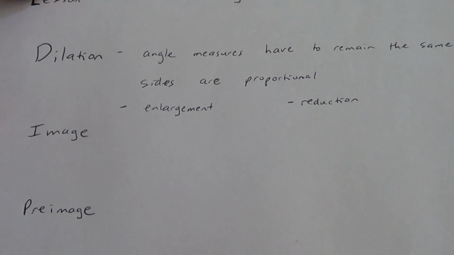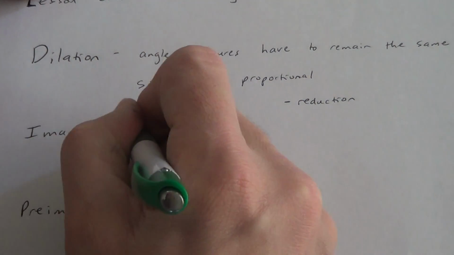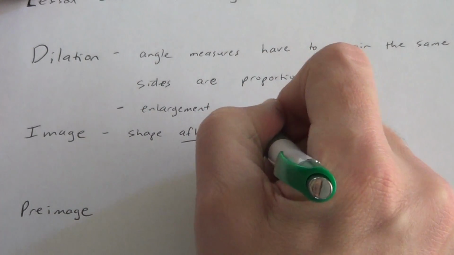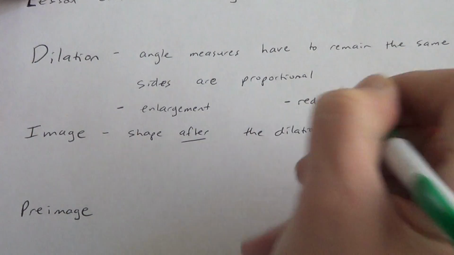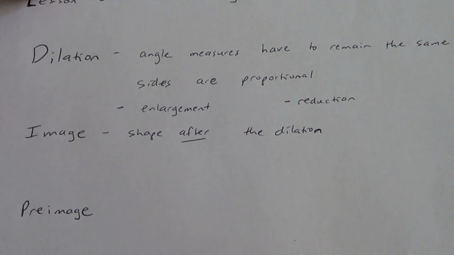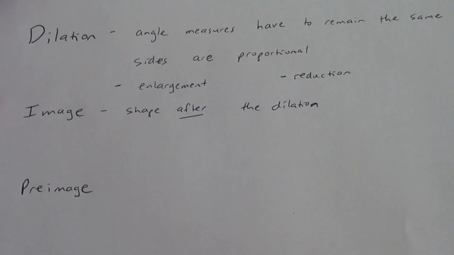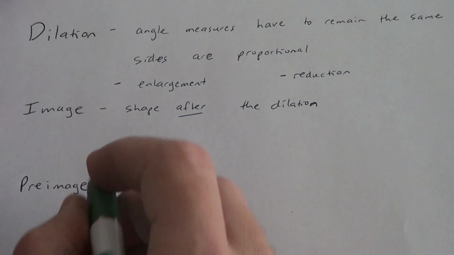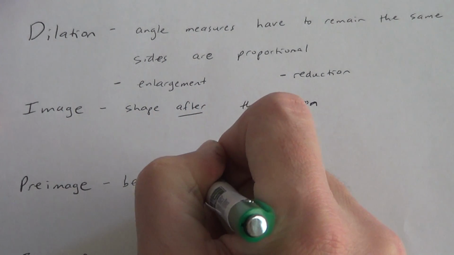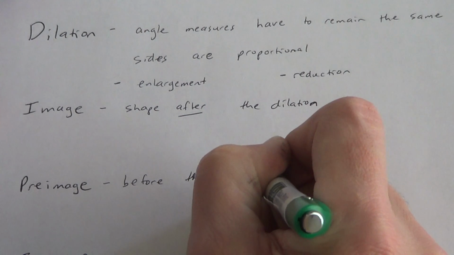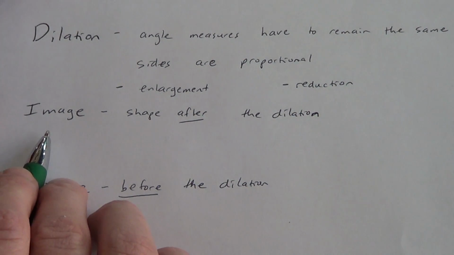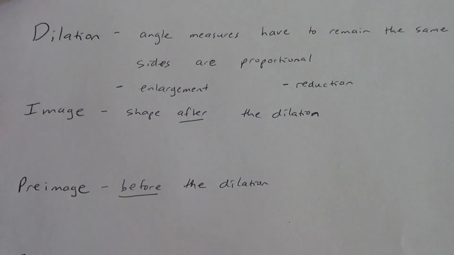Okay, a couple other terms. Image. The image is the shape after the dilation, or after just the transformation in general. In this lesson, it's after the dilation. The pre-image, that kind of gives it away. This is before the dilation or before the transformation. So pre-image comes first, image is second. Okay. So you need to make sure you know those two things.